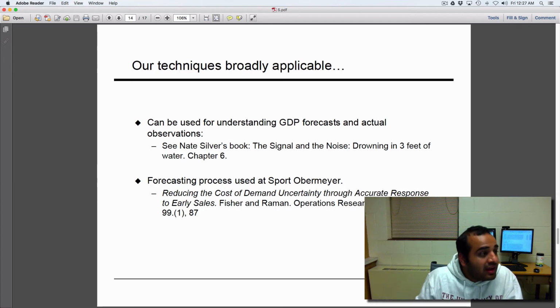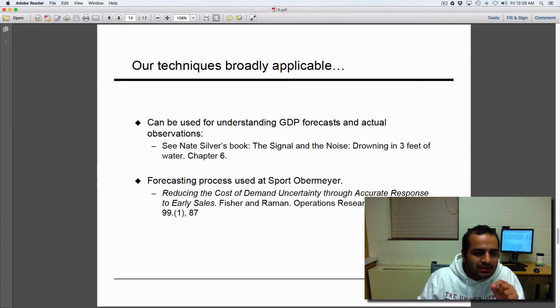These techniques are very, very broadly applicable, right? They can be used to understand GDP forecasts, where we compare the forecast with actual observation and can be confident about our forecasting process. For more detail, look at Nate Silver's book The Signal and the Noise, particularly chapter 6, called Drowning in 3 Feet of Water.